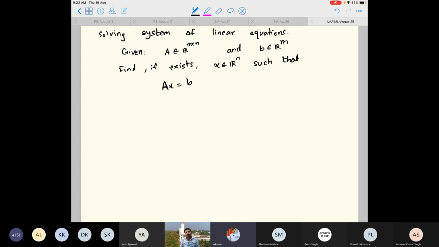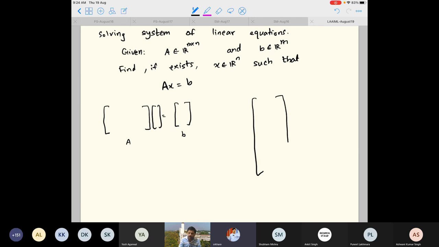So is that okay? This problem is clear. I am considering this problem in its most general sense. I have an m by n matrix, so I have a rectangular system of linear equations. This is a square system, A and b, where rows is equal to columns. If m is greater than n, then I have a tall system.